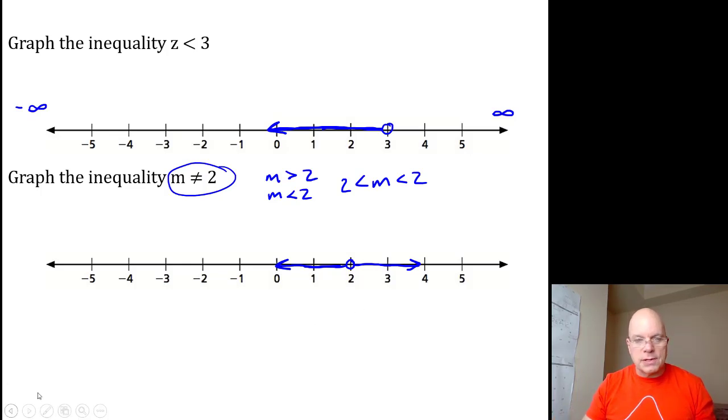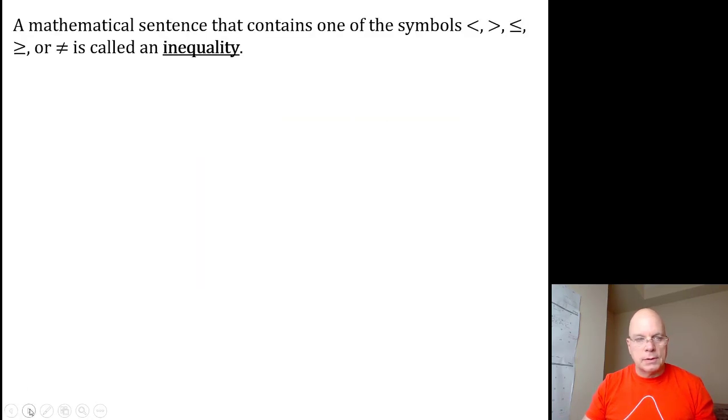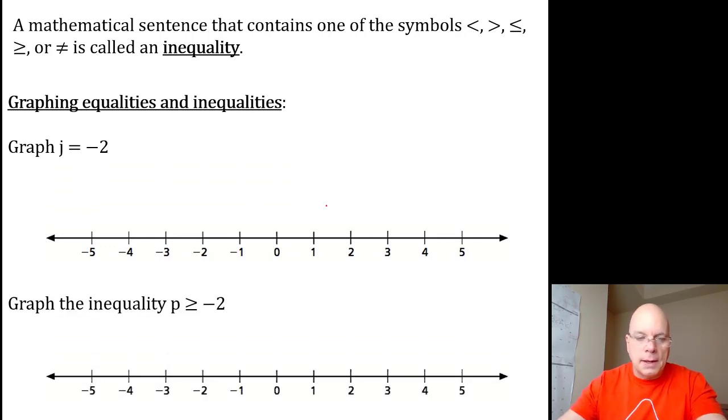So I'm going to move back to this inequality that we started with. I was going to, except I erased it. Let me put it back. P is greater than or equal to -2. We had a solid dot at -2 to indicate that -2 is included, and an arrow going to the right to indicate that any value greater than -2 is included.